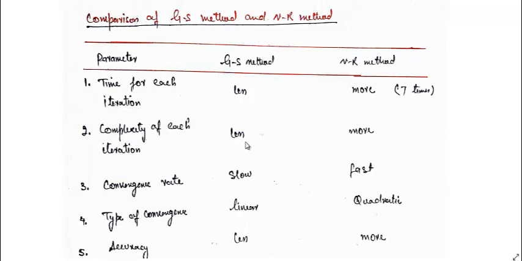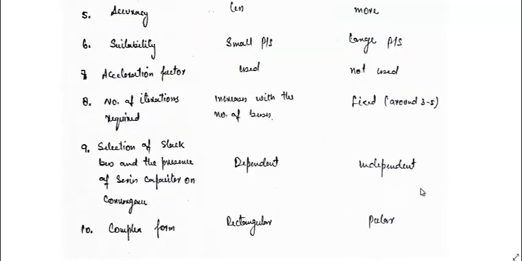Complexity of each iteration is less here, more here. Again, the reason is the same. Convergence rate: it is slow here, fast here. It is because of this that it is preferred over the Gauss-Seidel method. Type of convergence is linear and quadratic. It's a mathematical term, we don't have to go there. Accuracy: the Gauss-Seidel method has less accuracy, the Newton-Raphson method has more accuracy. Suitability: the Gauss-Seidel method is suitable for small power systems, and the Newton-Raphson method is suitable for large power systems.